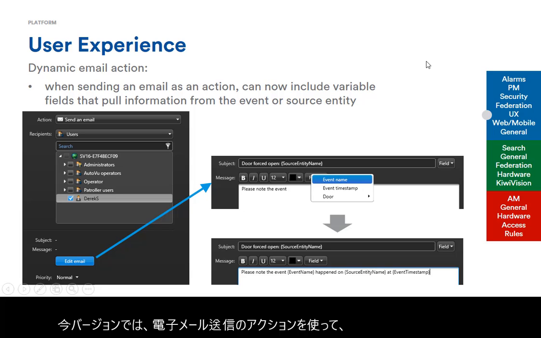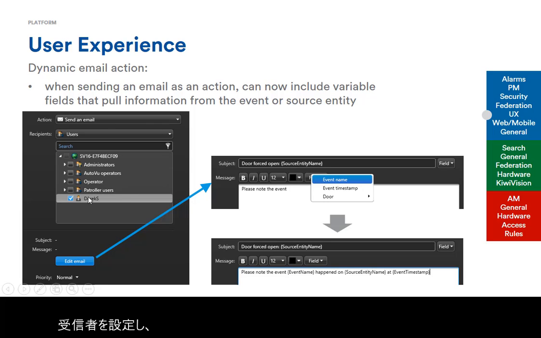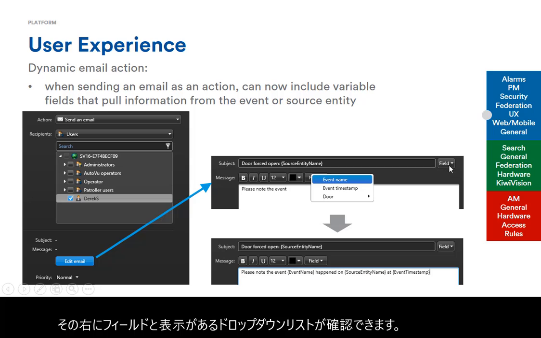So now what we've actually done is in the send an email action, we can actually choose other things. So in this case, I'm setting up an event to action. I chose who the email is going to go to. And then here I have an edit email button. What that pulls up is the subject and the message. We've got a few new graphical things we can do to really accentuate the email a bit more. But you'll see we have these little field drop downs here.